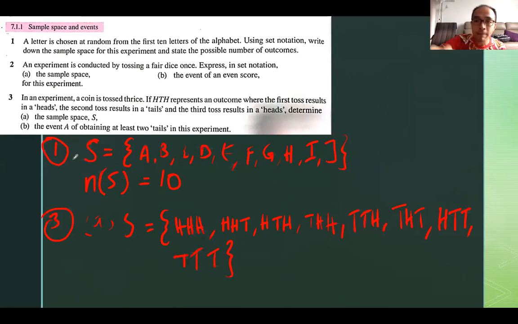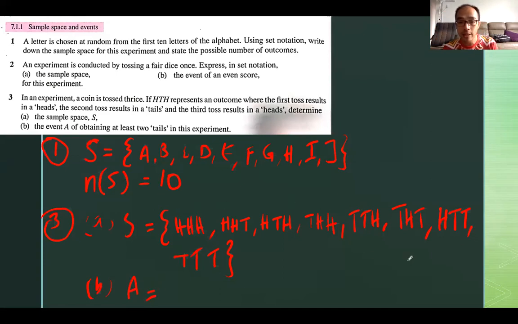In this sample space that we have obtained, there is a certain event of obtaining at least 2 tails. This is a specific condition, a condition that has been set in the question. The event A is getting at least 2 tails.